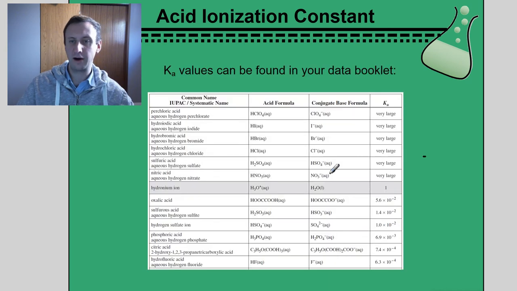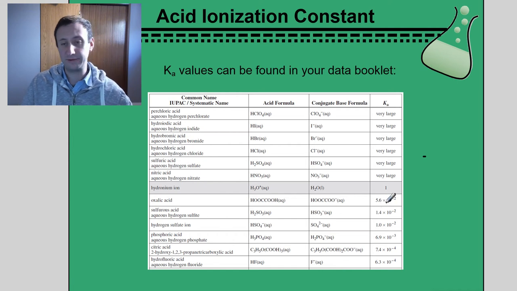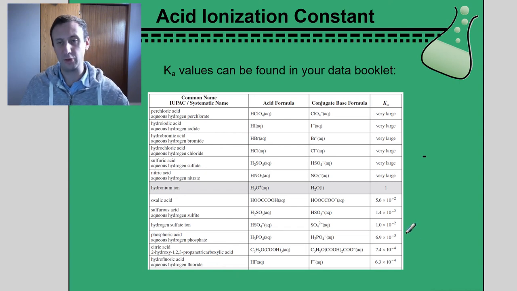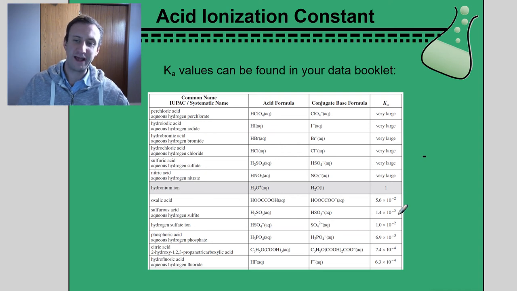Ka values are in our data booklet, on the right-hand side here. For oxalic acid, for example, it's 5.6 times 10 to the negative 2. So we have Ka values given to us in our data booklet, ready for us to use. We're going to use these Ka values quite a bit throughout this lesson and going into your work for today. You'll notice that as I go down, the values are getting less and less and less.